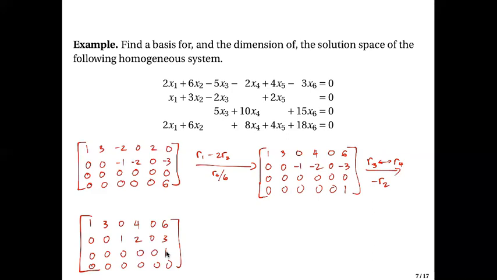For the last step, we make this 0 and we make this 0. And that becomes the RREF. Okay? So we have row 2 minus 3 row 3. Also, we have row 1 minus 6 row 3. So row 2 minus 3 row 3. And then row 1 minus 6 row 3.